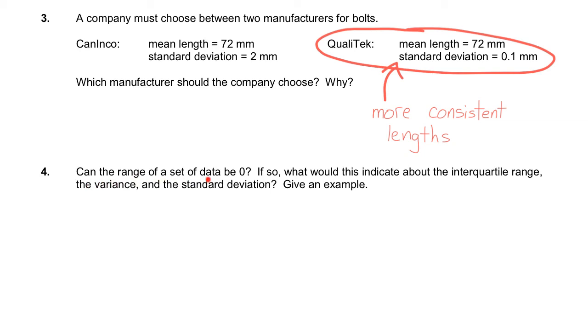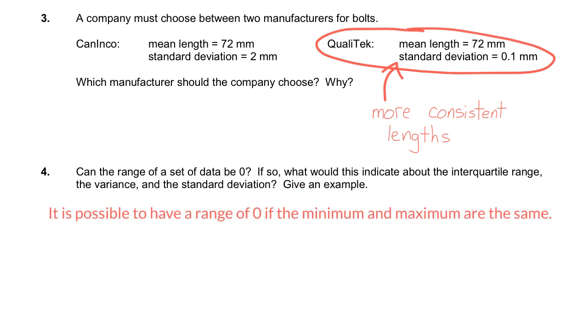Can the range of a set of data be zero? Think about it. If so, what would this indicate about the interquartile range, the variance, and the standard deviation? Give an example. Well, it is possible to have a range of zero. Range is just the difference between your highest and lowest numbers. So if your lowest number, your minimum, and your highest number, your maximum, are the same, then you would have a range of zero. So here's an example.